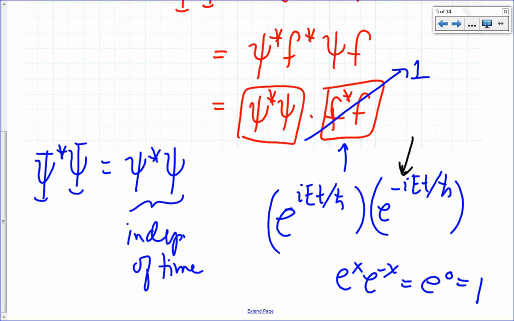So that's why it's called a stationary state, because the probability density is independent of time. Big psi itself does depend on time, but it's equal to this, which is independent of time. It only depends on the coordinates of your particle.